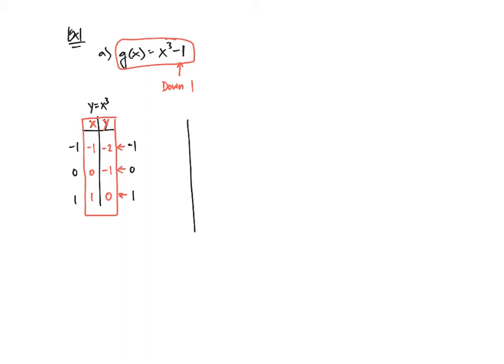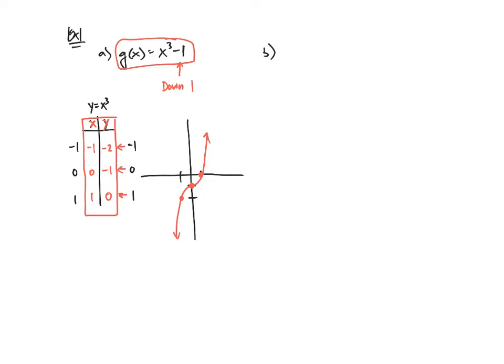So let's graph it. So (-1, -2), (0, -1) is the middle of the graph, and then (1, 0). So cubic functions look like this. And voila, there you go.